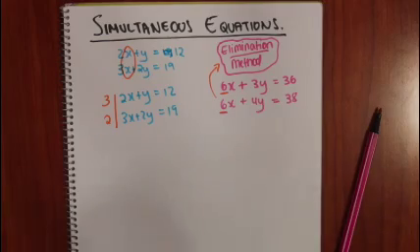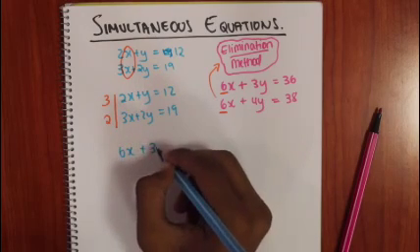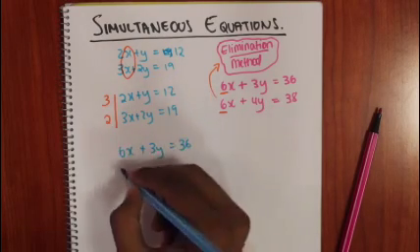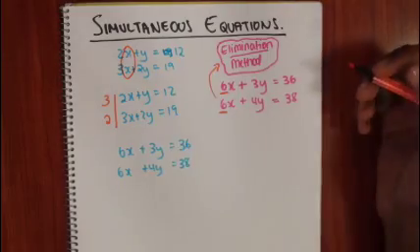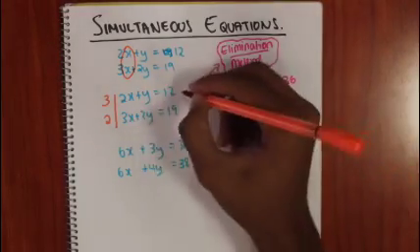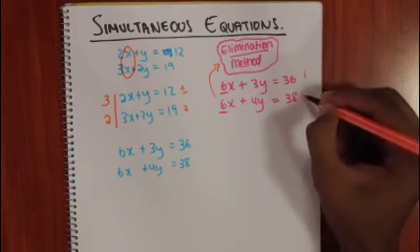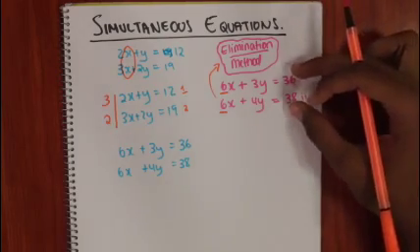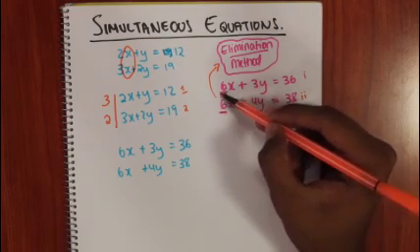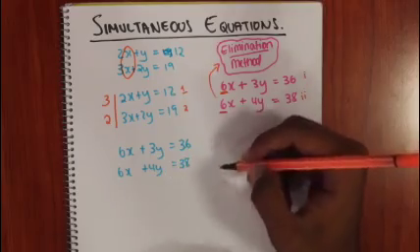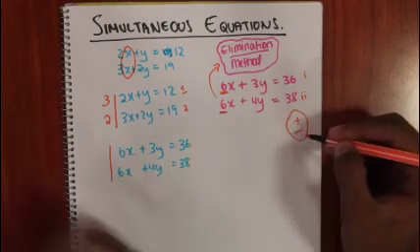So let's write the new simultaneous equations again. 6x plus 3y is equal to 36, and 6x plus 4y is equal to 38. So just so you don't get confused, how about we label the equations? This will be equation 1, this will be equation 2, this will be equation Roman 1, and this will be equation Roman 2. So you always use the Roman number equations because those are the ones that have the similar coefficients.